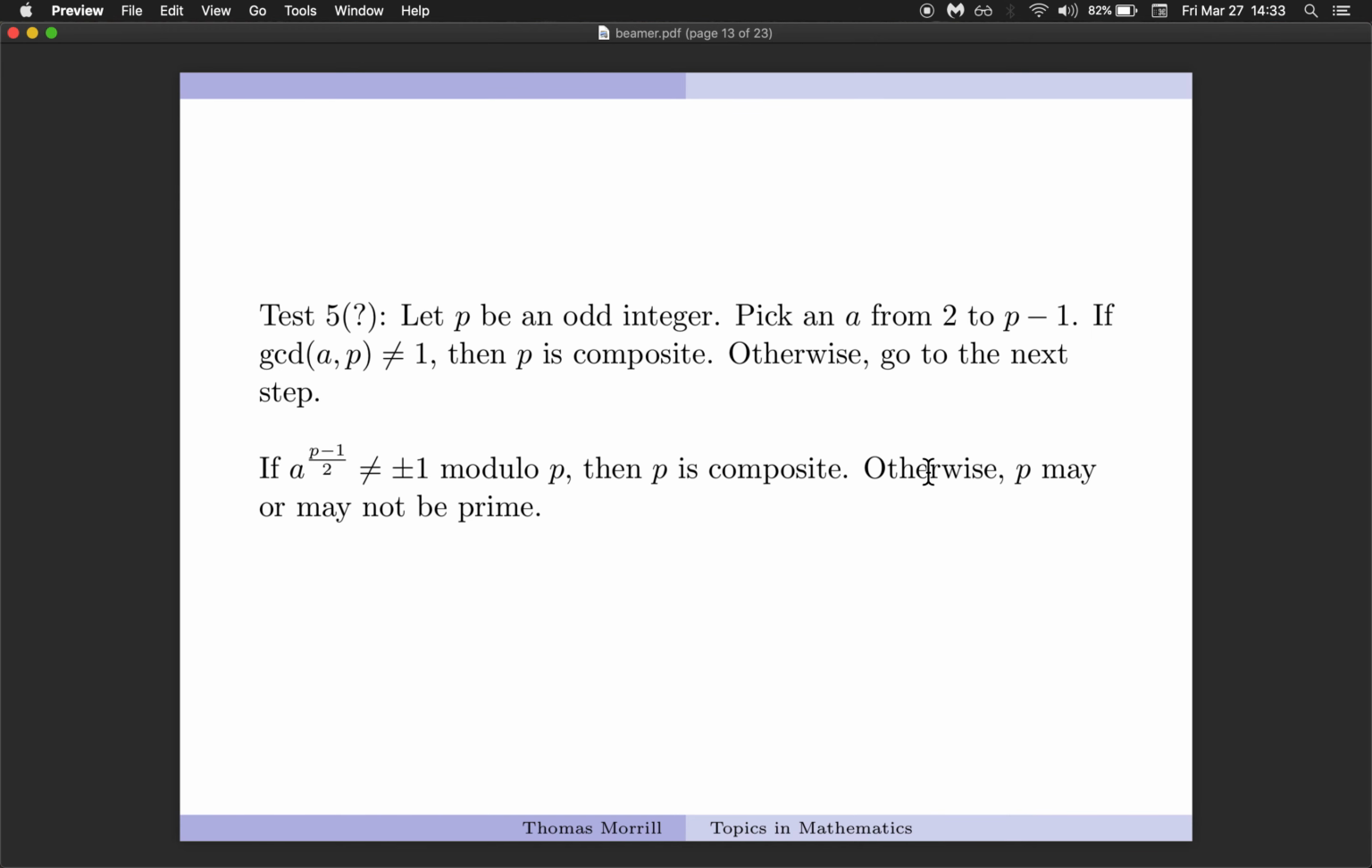So here's the idea for this test. We have some random odd number p we want to check whether or not it is prime. Again, if it's an even number, we already know it's either the prime 2 or it's some composite number. So we're not worried about even numbers. Pick some a from 2 to p minus 1. We're going to check its GCD just in case. If the GCD of a and p is not 1, we just found out that p is composite because it has some non-trivial divisor. Otherwise, we're going to go on to the next step.